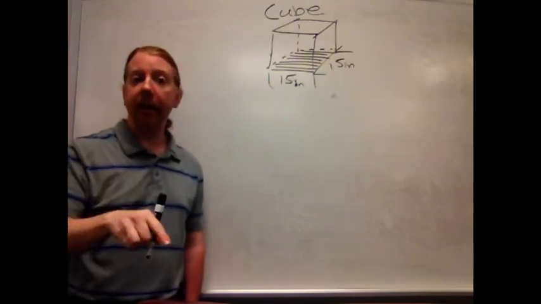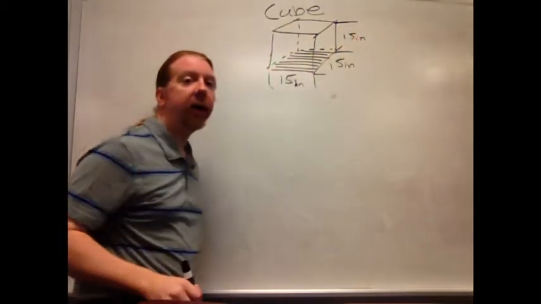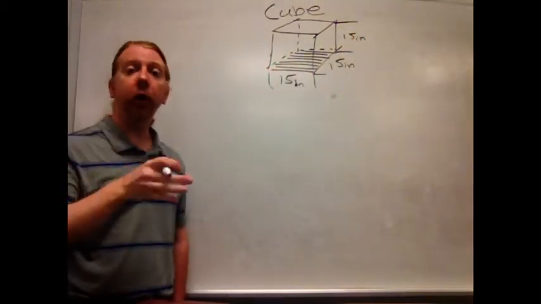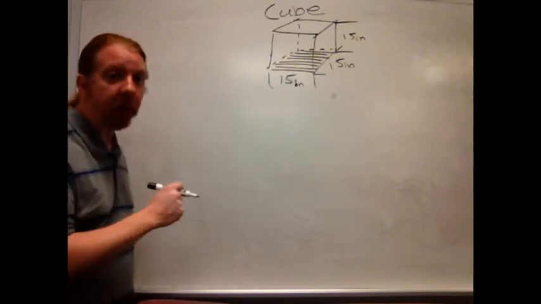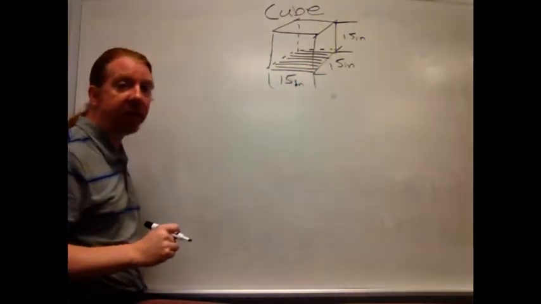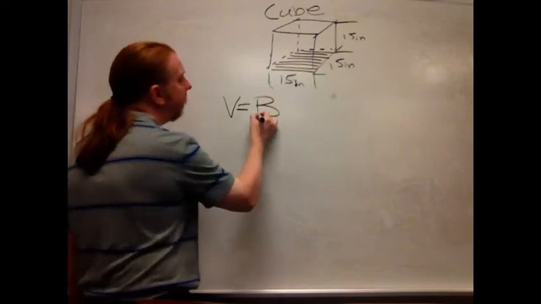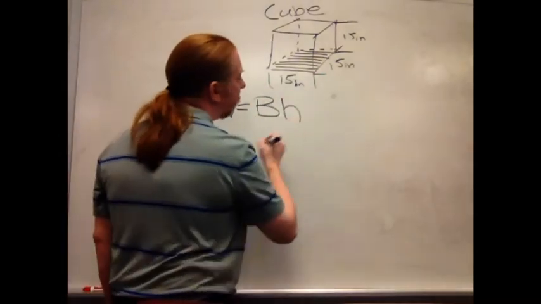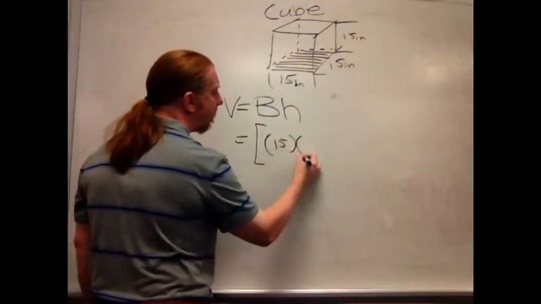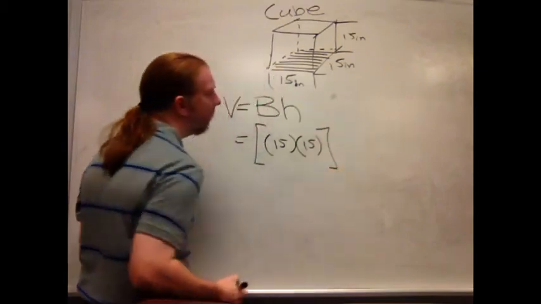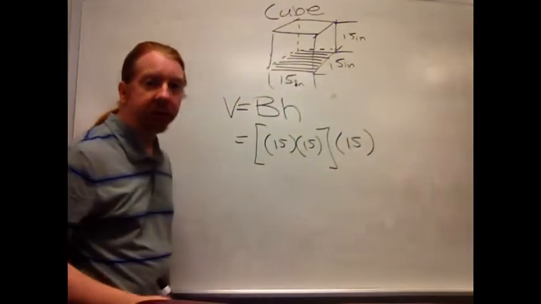Now when it comes to finding the height, I apply the same principles. The height is also going to be 15 inches because a cube is made up of squares. A square has the same distance on every side. So when I go to plug into the formula, my base is going to be 15 by 15. The height will also be 15. Volume for a prism is the area of the base times the height. So that's my base, 15 by 15, times the height of 15.